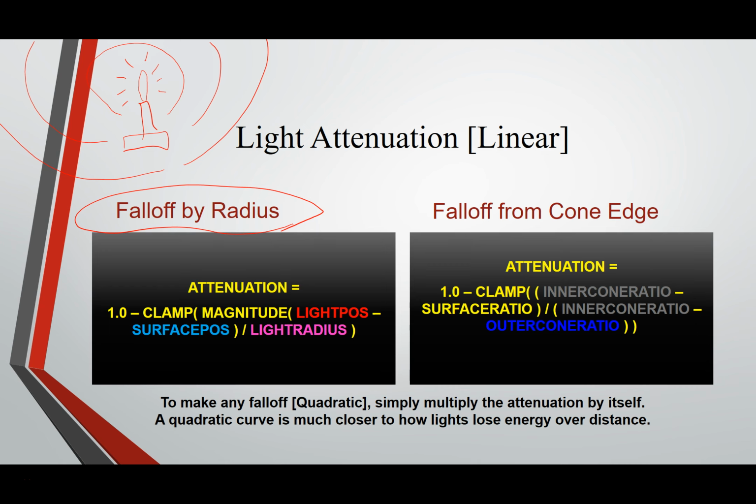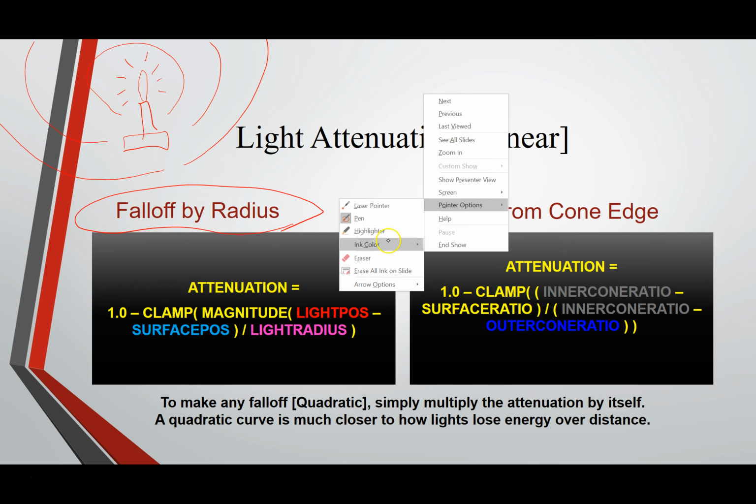So you can see here we have the magnitude of the light position minus the surface position. What that means is, if I have this candle here, and let's say it has a fixed radius, let me choose another color here for this.